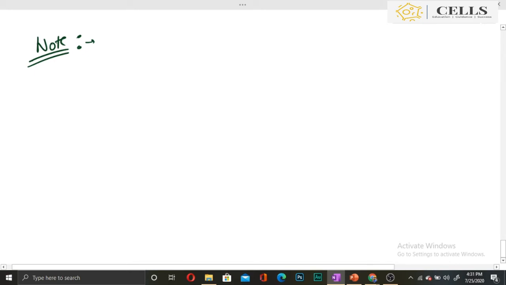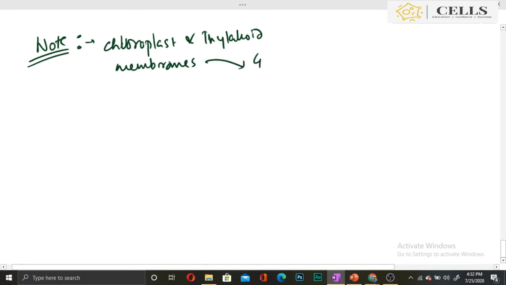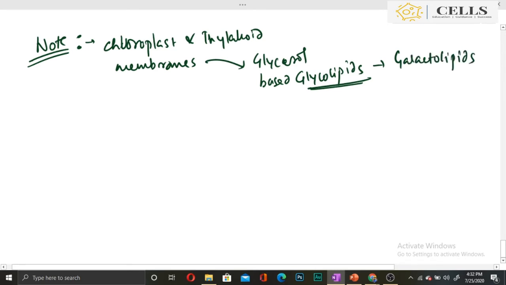So write it down. Chloroplast and thylakoid membranes consist of glycerol based glycolipids. These membranes only consist of glycerol based glycolipids, which are known as galactolipids. That is the only information you have to know, not more than that.